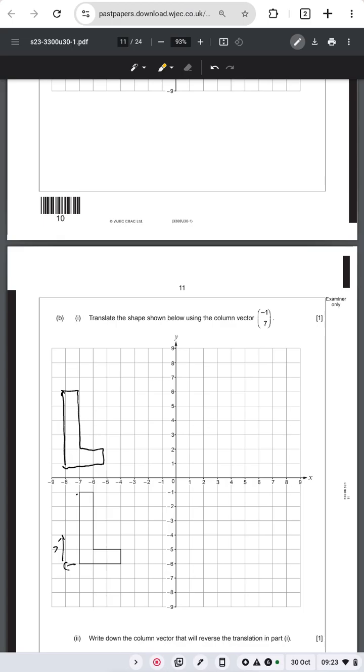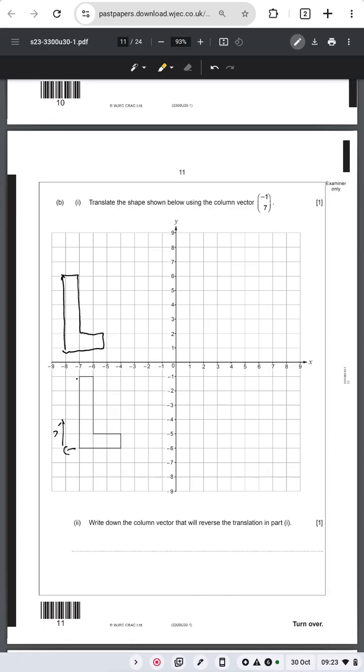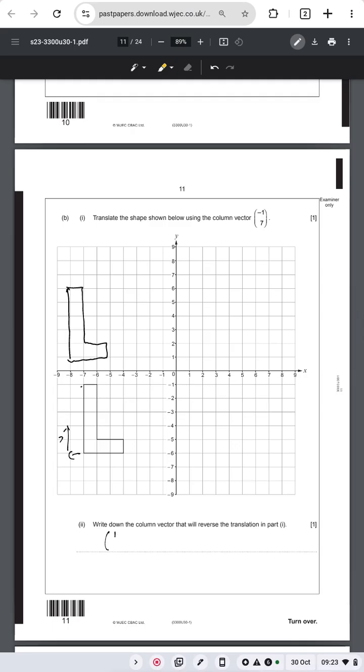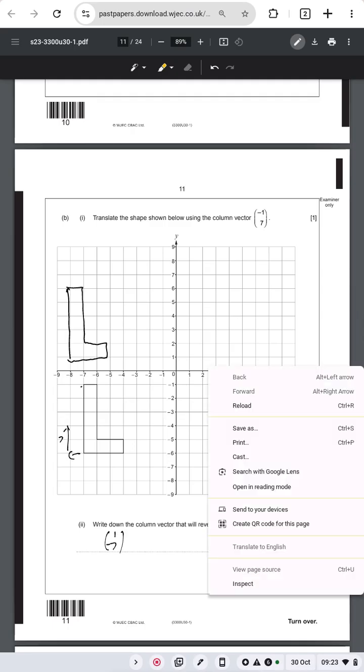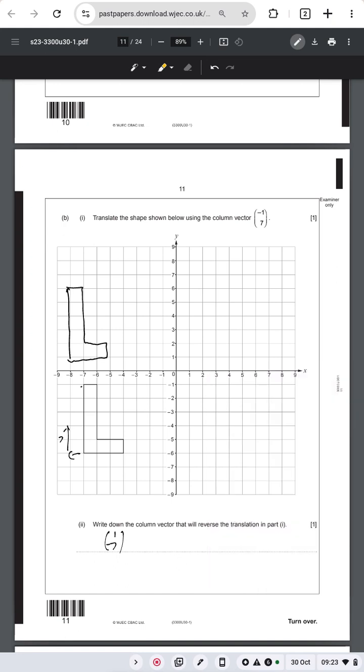In an exam, you would use a ruler. So write down the column vector that will reverse this translation. So to do this, we just have to swap the signs. So it's going to be 1 over minus 7. And I'll try and make that look more like a minus 7 as well.